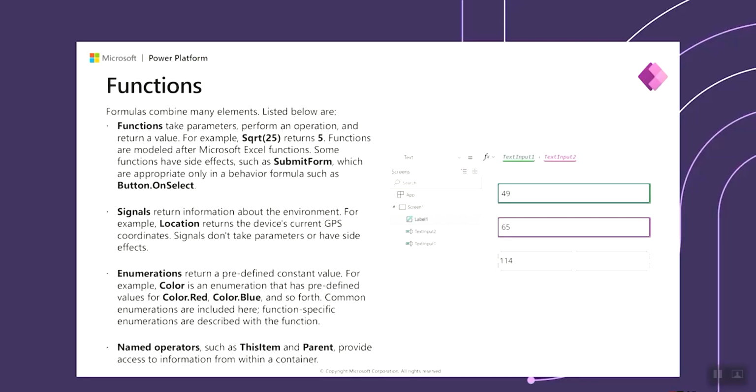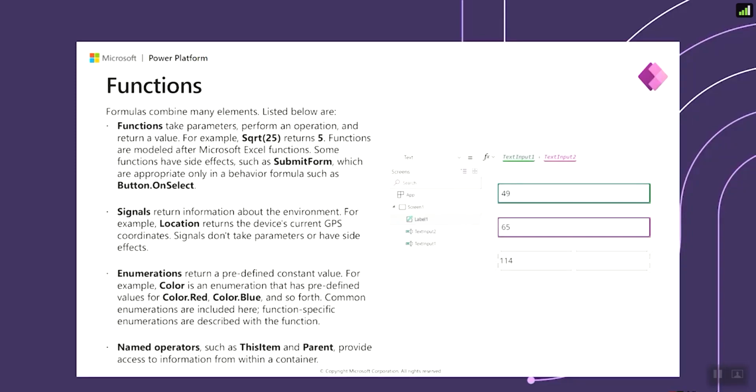And then another type of formula can be an enumeration. So it will return a predefined constant value. For example, Color is an enumeration that has a predefined value for Color.Red or Color.Blue and so forth. Common enumerations are included here. Function-specific enumerations are described with the function.